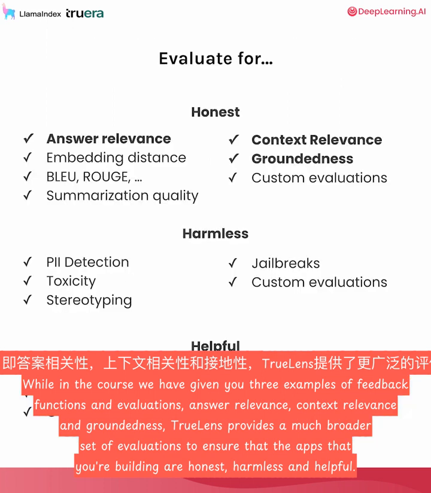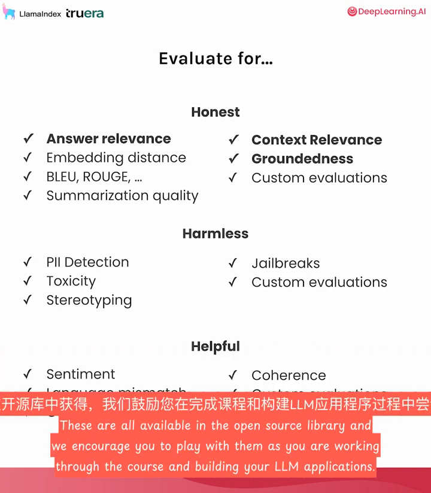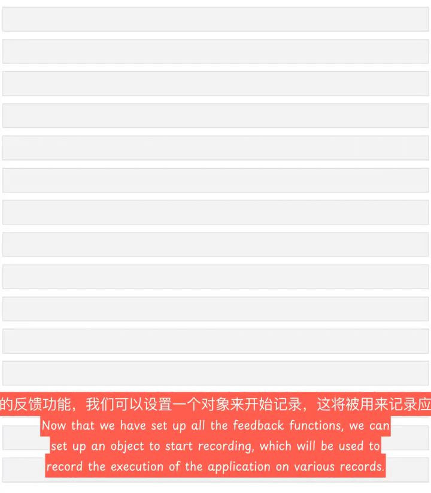While in the course, we have given you 3 examples of feedback functions and evaluations: answer relevance, context relevance, and groundedness, TruLens provides a much broader set of evaluations to ensure that the apps that you're building are honest, harmless, and helpful. These are all available in the open source library, and we encourage you to play with them as you are working through the course and building your LLM applications.